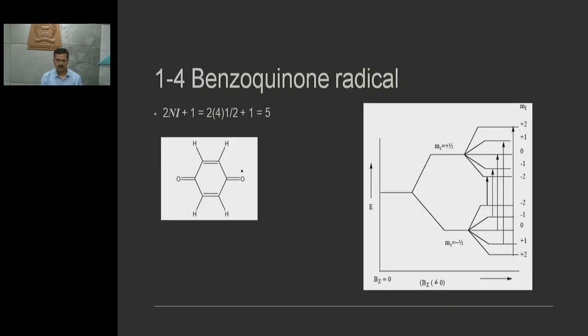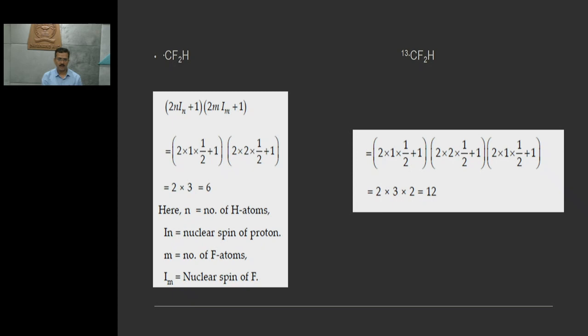The benzoquinone radical also uses 2nI plus 1. So n is again 4, for 4 protons, and spin is 1/2. We get 5 signals for the benzoquinone radical.